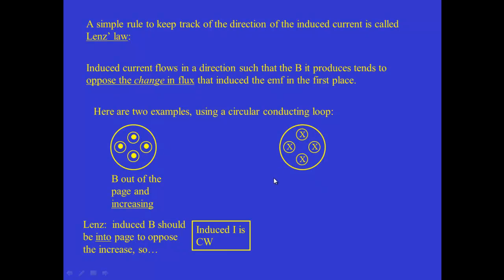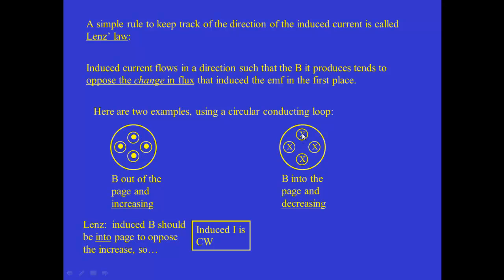Let's do a similar example now, but we have this closed conducting loop. There's no current originally flowing in it, but now there's a magnetic field into the page, which is what the X's indicate, and let's assume that that magnetic field is decreasing. Maybe we have the loop between the poles of a magnet and we're turning down the magnet current. So the magnetic field strength, even though it's pointing into the page, is getting weaker.